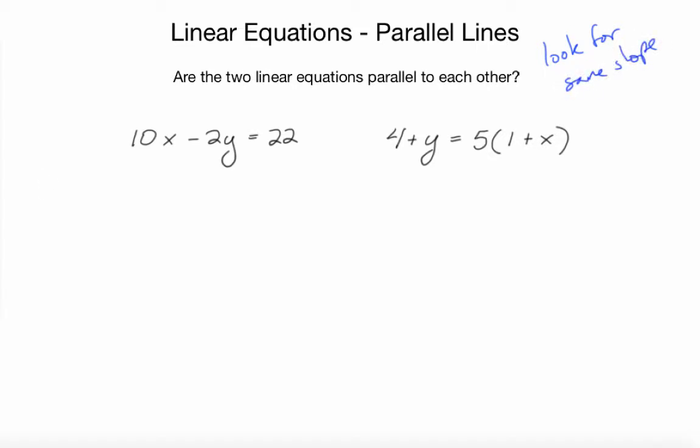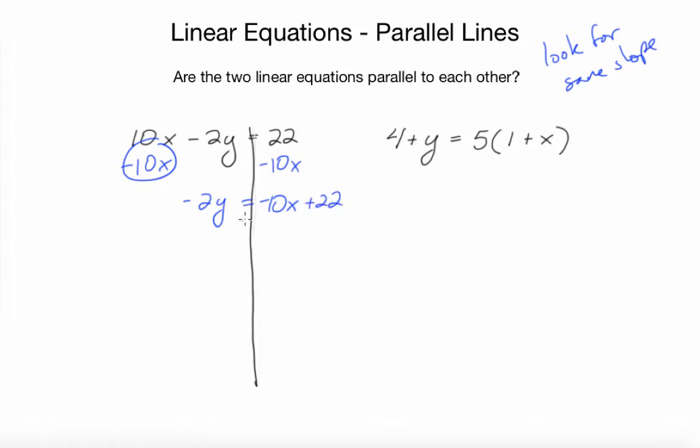All right, well, let's do some algebraic work here, and let's rearrange both of these equations into slope-intercept form. We'll start with the first one on the left here. So to do that, I want to get y by itself, so I'm going to subtract 10x from both sides. And we got negative 2y equals negative 10x plus 22. And I want to get rid of that negative 2 multiplying the y, so I'm going to divide everything on both sides by negative 2. So we've got y equals negative 10 divided by negative 2, which is positive 5x, minus 11 when I do 22 divided by 2.